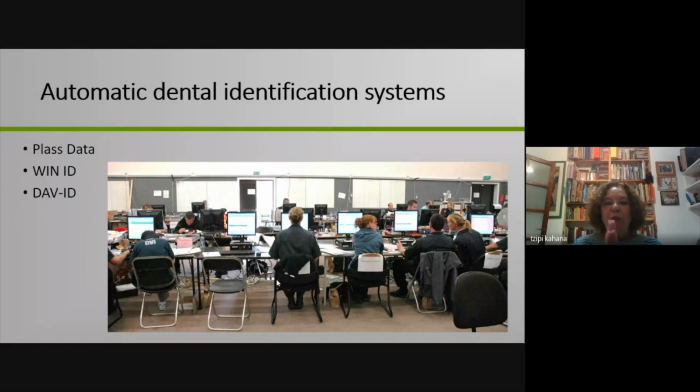Now going back to the comparison. There are many automatic systems for identification. These systems usually are fingerprinting systems for identification and dental identification. The one, I'm not going to say it's the most common, but it's the one that is being used by the Interpol and the Israel police, and that's the one I know the best, is Plus Data. There is one very commonly used in the United States, which is WinID. There is one from Australia called That ID, which apparently is excellent.